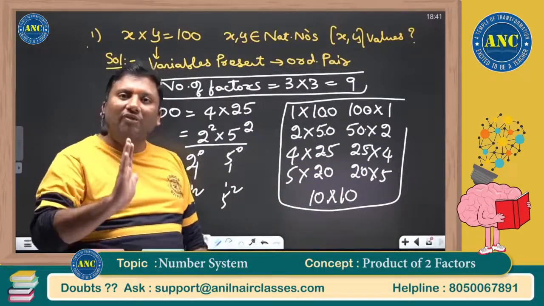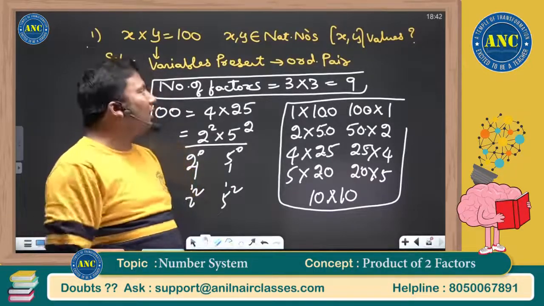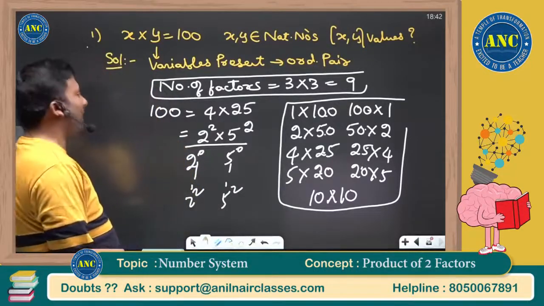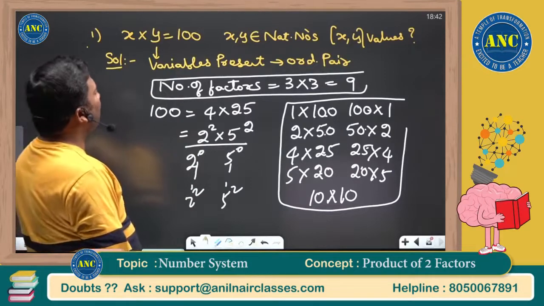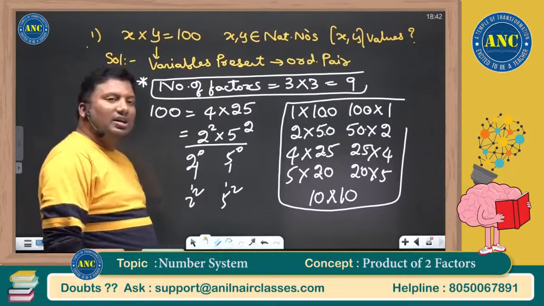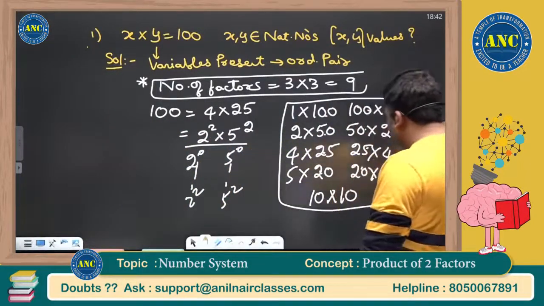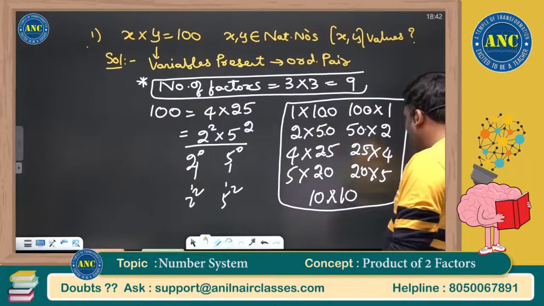The number of ways of writing a number as a product of two factors is nothing but the number of factors. I hope the idea is clear.